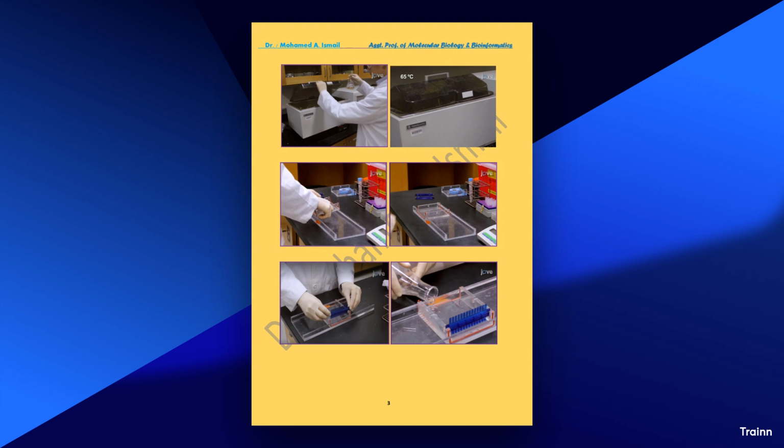Visualization. After staining, the gel is placed on a UV transilluminator or a gel imaging system. The DNA bands appear as bright bands against a dark background, allowing for size estimation.